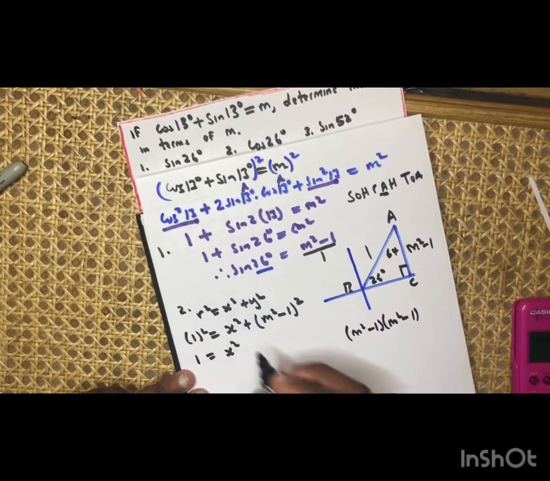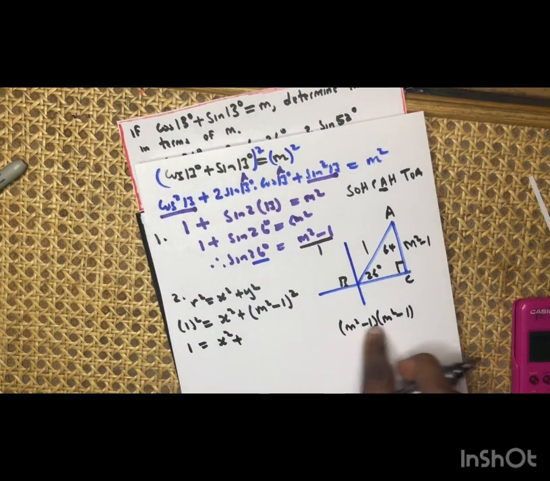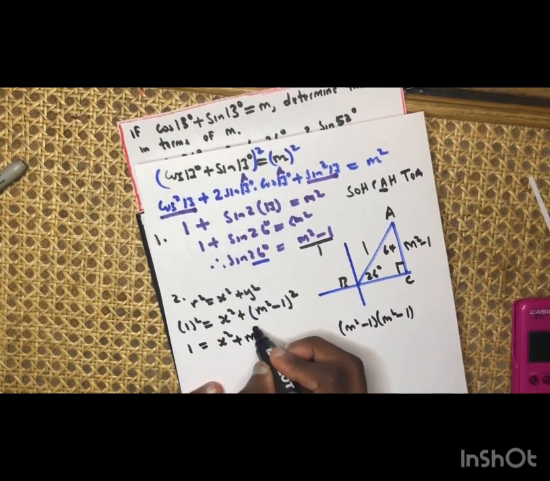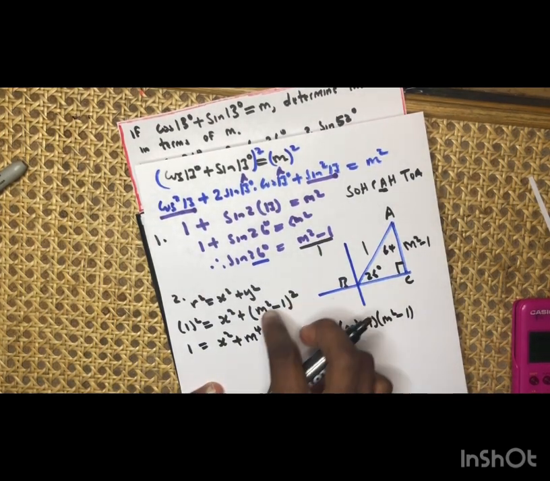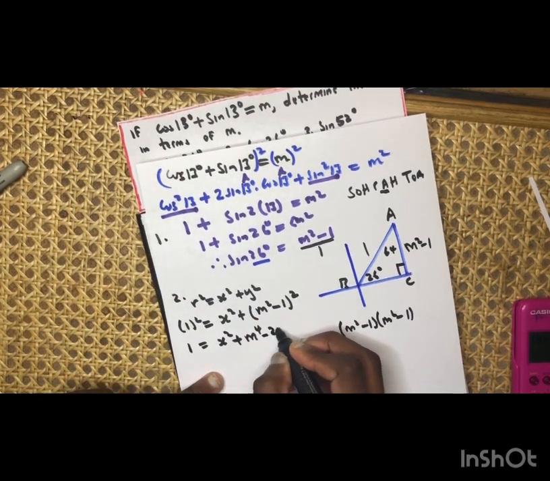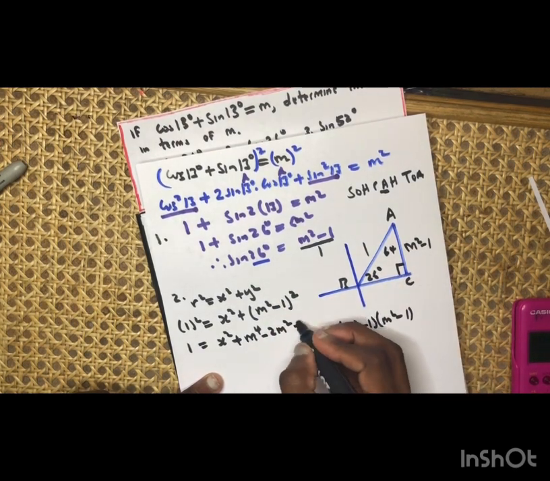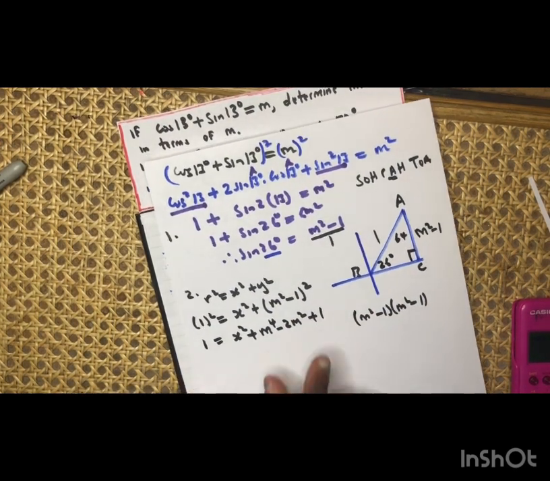You can expand, but since you are in grade 12, you know this one: m squared times m squared, we're going to get m raised by 4. Then 2 times m squared is 2m squared times -1 is -2m squared. Then -1 times -1, that's +1. Understand? So we transpose all of this to that side.